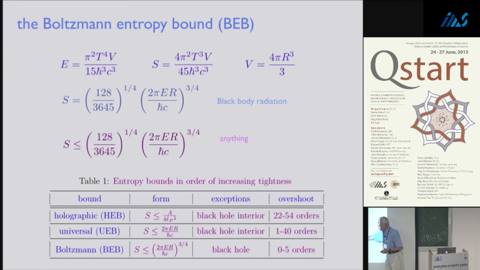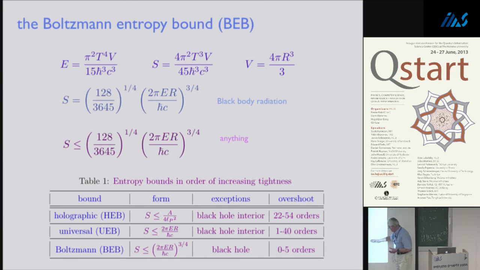There are some exceptions to these various bounds. For example, the holographic bound does not apply to matter which has already collapsed into a black hole. Same for the universal entropy bound. The Boltzmann entropy bound doesn't even apply to a black hole. You can check that a black hole has more entropy than radiation would have with the same volume and energy.